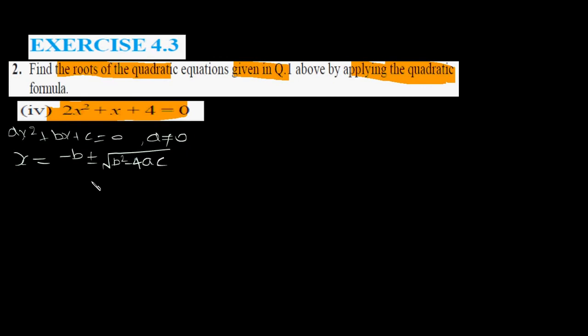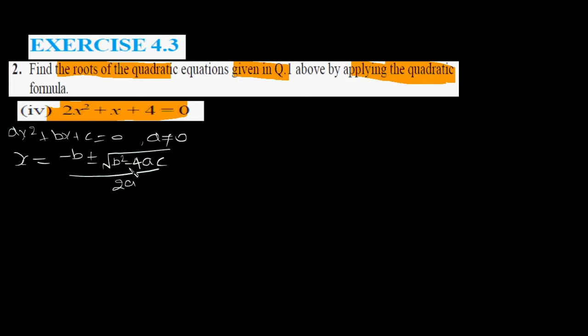Okay, so I'll again quickly write the quadratic formula. In a standard quadratic equation which is given as ax square plus bx plus c is equal to 0, where a is not equal to 0, if we use the quadratic formula, the quadratic formula says that the value of x is given by minus b plus minus square root of b square minus 4ac upon 2a.